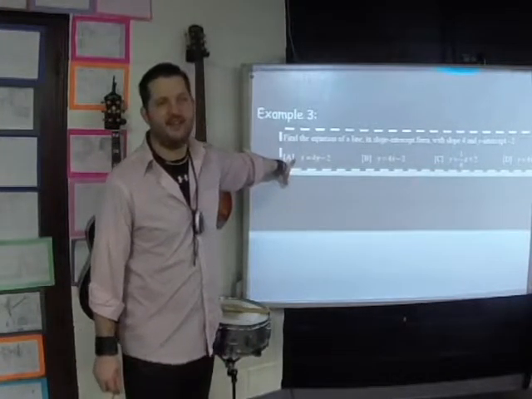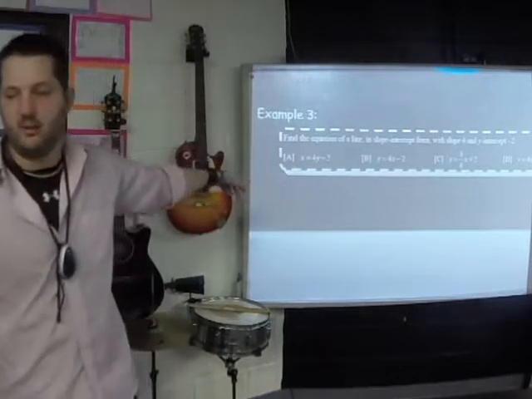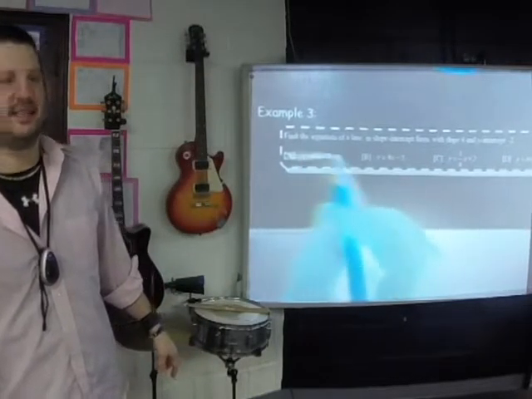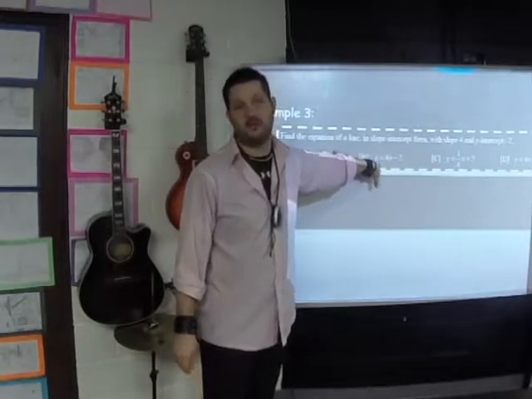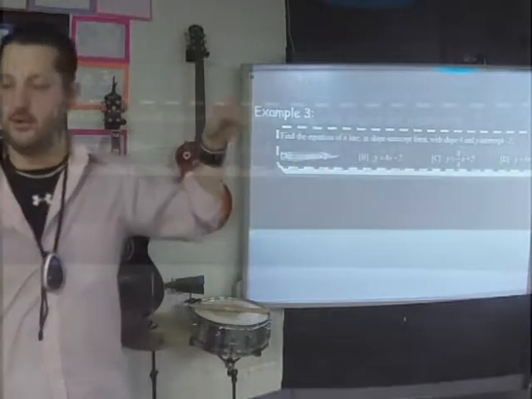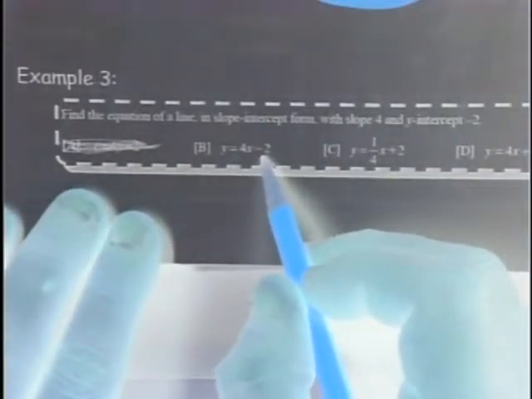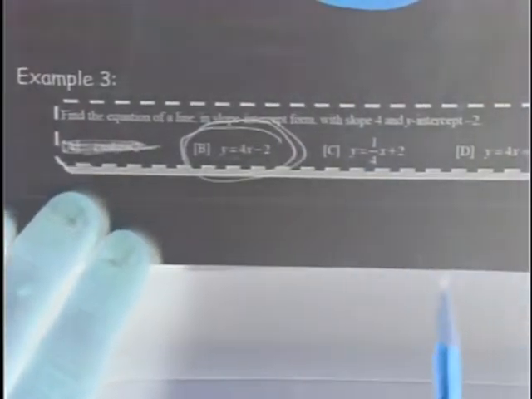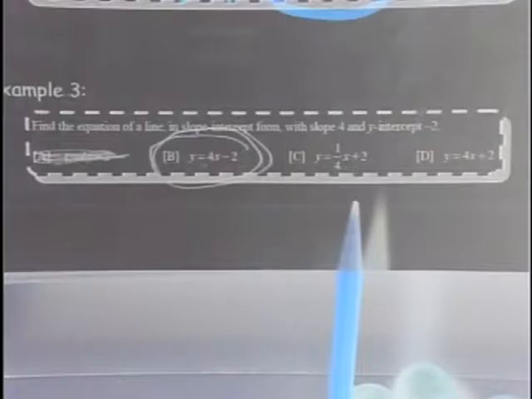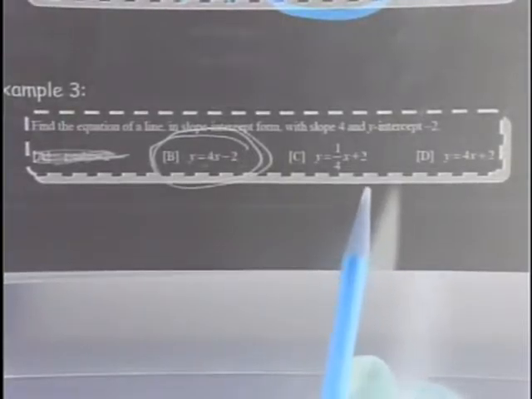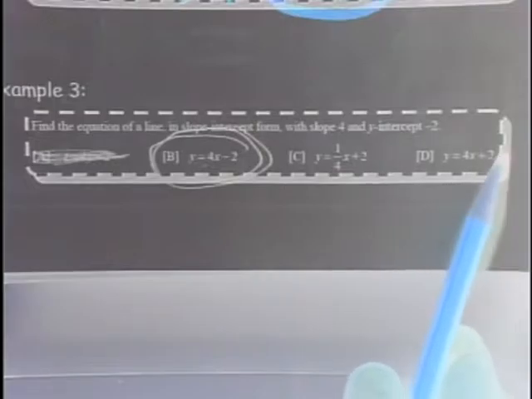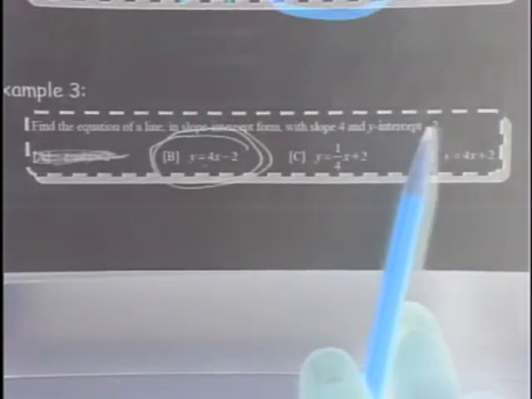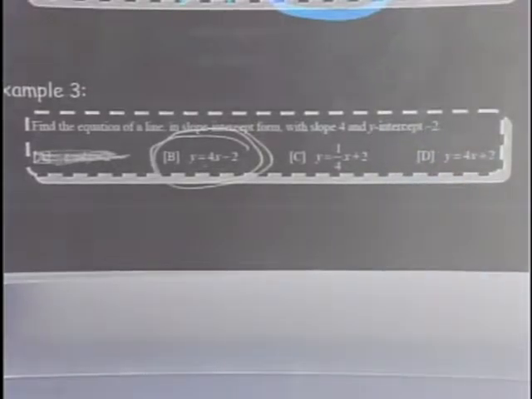What's wrong with A? Y equals mx plus b is never going to start out with x equals. What's wrong with B? Nothing. It says 4x, which is the slope, and -2, so B's good. Just for the heck of it, what's wrong with C? It's 1/4. The slope's supposed to be 4, not 1/4. And what's wrong with D? It's positive. It's supposed to be -2. All right.